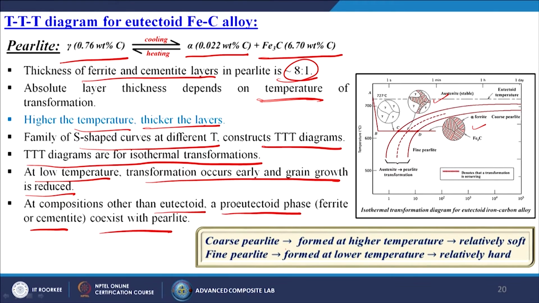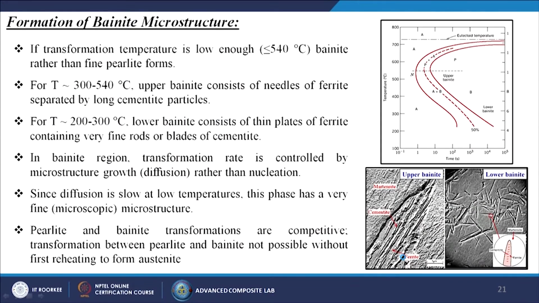Coarse pearlite tends to form at higher temperature, and it is relatively soft. Fine pearlite forms at lower temperature, and it is relatively hard in nature. Now, formation of the bainite microstructure. If the transformation temperature is low enough, that is less than 540 degrees centigrade, bainite rather than fine pearlite forms.